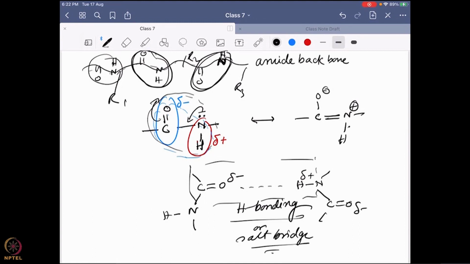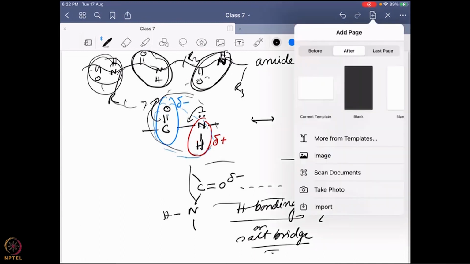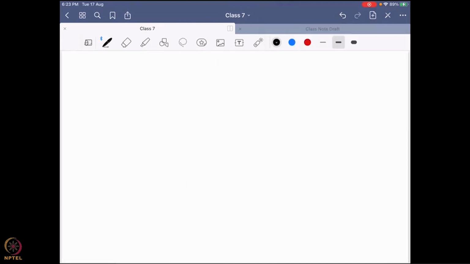And now in 3 dimensions, how are these interactions happening? Is it happening between two different ends of the amide bonds, or is the same amide bond actually moving out a little bit and creating an interaction with the amide backbone of the same chain or a different chain? Depending on that, we can have two primary orientations of interaction, which are known as the secondary structure.